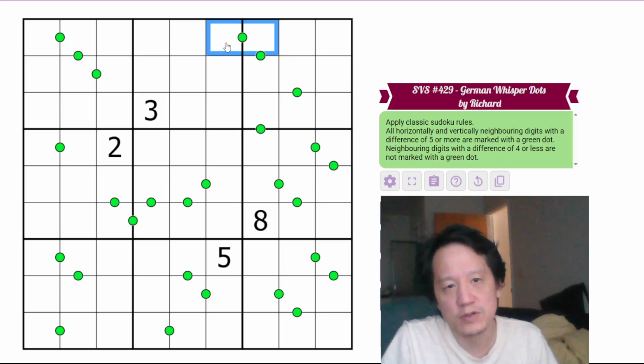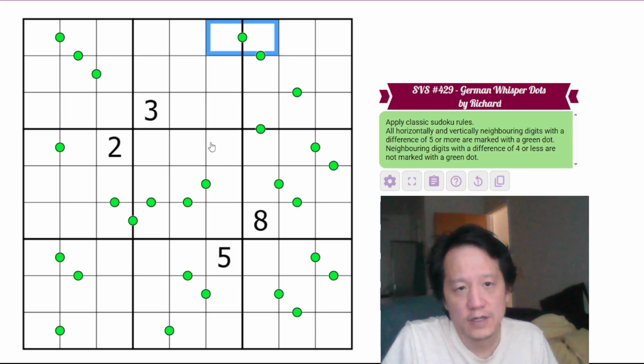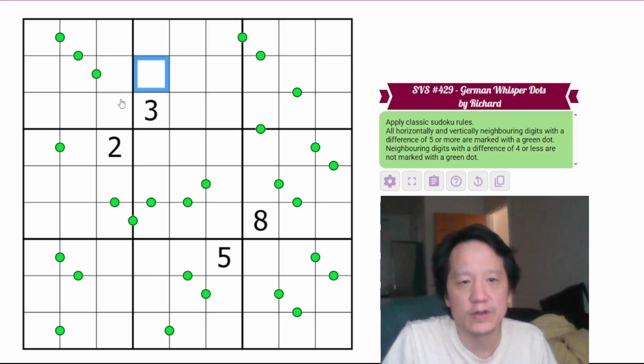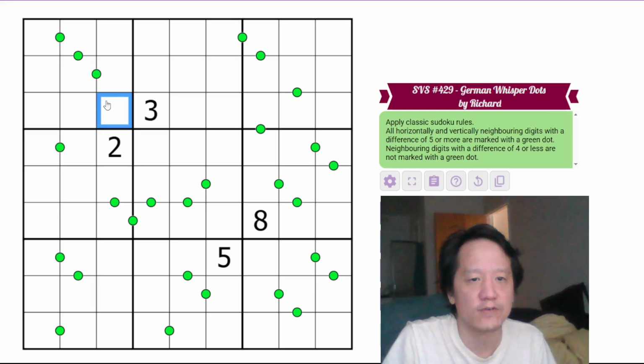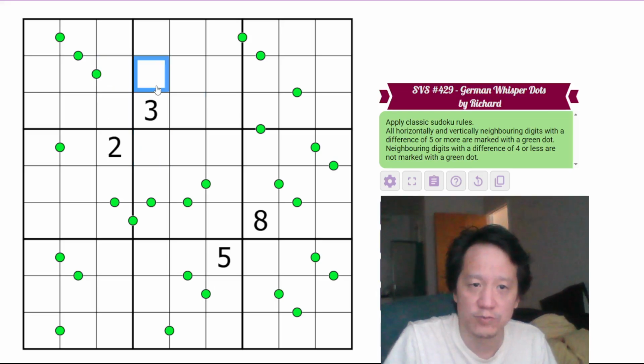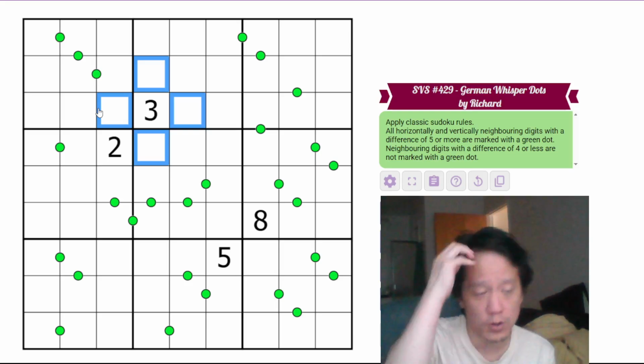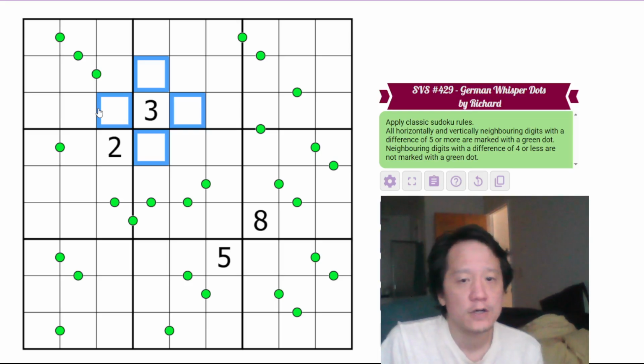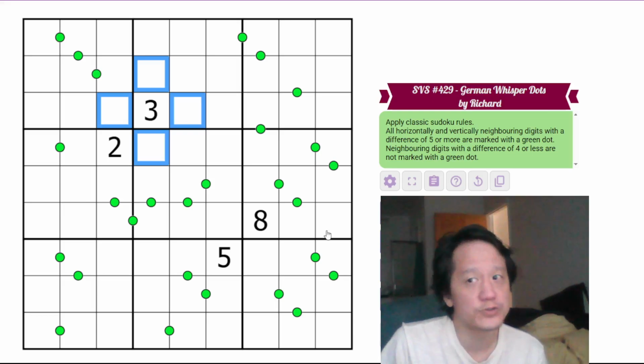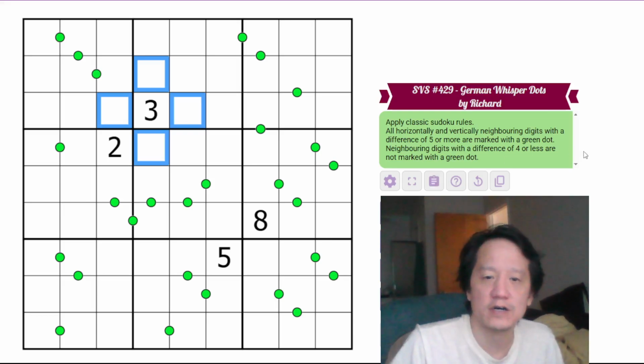So, for example, these digits cannot be 8 or 9, because the only digits which are 5 or more away from 3 are 8 and 9 specifically. And since there are no green dots around it, that means none of the cells that share an edge with it can contain a digit which is 5 or more away from 3. So that's an example of how German whisper dots work. And those are all the rules. If you'd like to play along, there's going to be a link in the description. And now I'm going to get started.